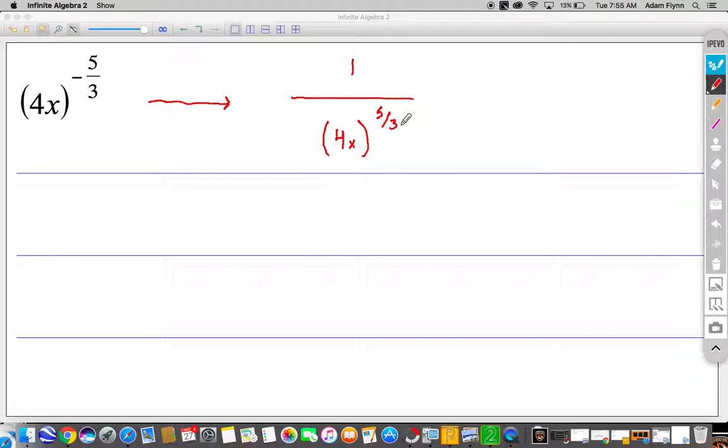I've got my b and my a, so I know my denominator for my rational exponent will be my root. So I've got the cube root of 4x, don't forget the parentheses here, all to the fifth power. And in my numerator, I've got a 1.